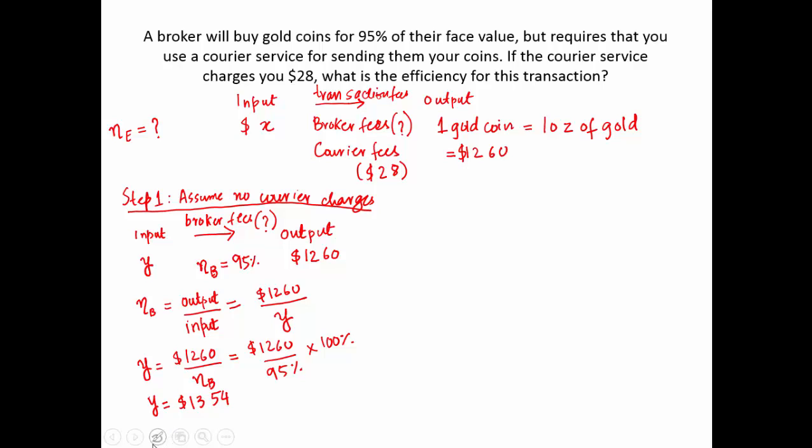So the other thing we can determine from this step is the broker fee. It is equal to what we just determined, $1,354, minus our output, $1,260. So broker fees we know is $94.